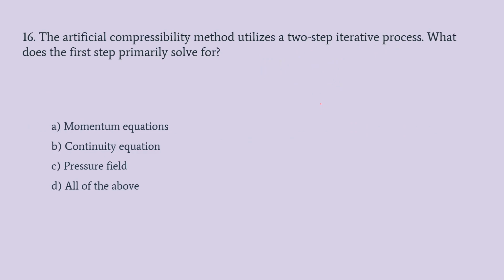Next question. The artificial compressibility method utilizes a two-step iterative process. What does the step primarily solve for? Options are: option A, momentum equations; option B, continuity equation; option C, pressure field; option D, all of the above. Try to answer the question. You can inbox your answers.